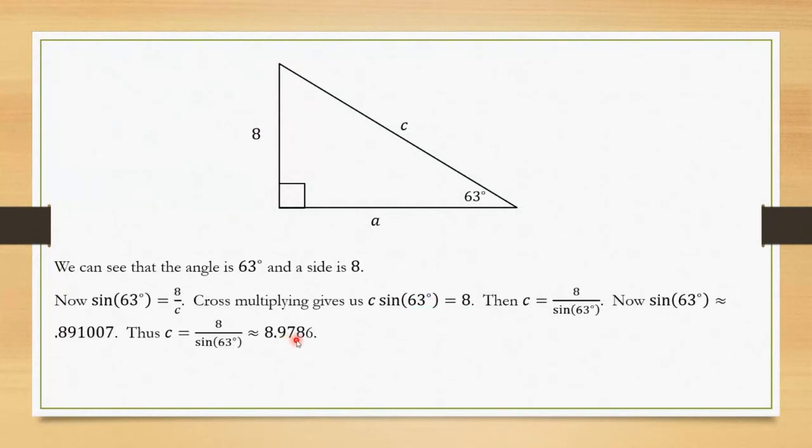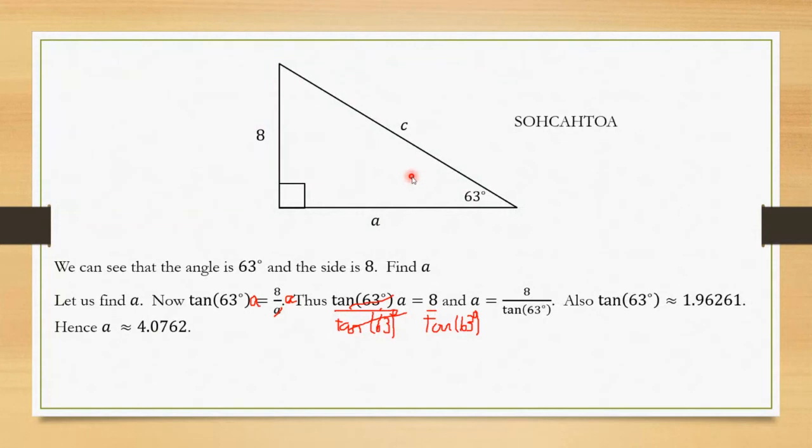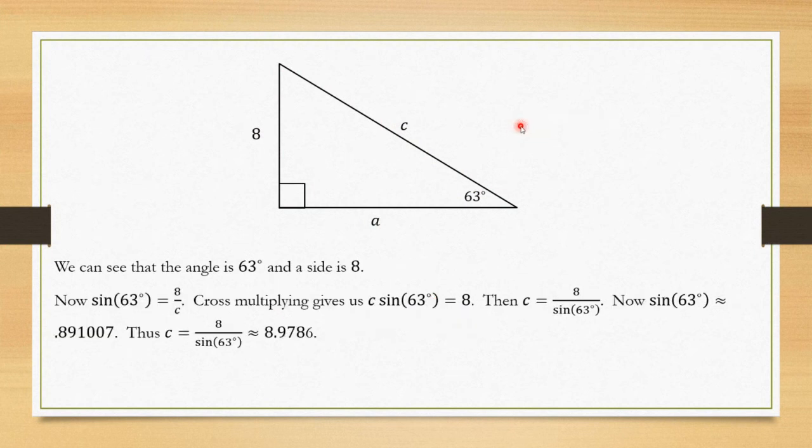Okay. So now again, we want to figure out what C is, right? So the trig function is, well, we have 8, which is the opposite side. C is the hypotenuse, the side opposite the 90-degree angle. That's always the hypotenuse. So we have opposite, hypotenuse. What trig function do we use? Opposite, hypotenuse, sine. So we have sine of 63 degrees is 8 over C.